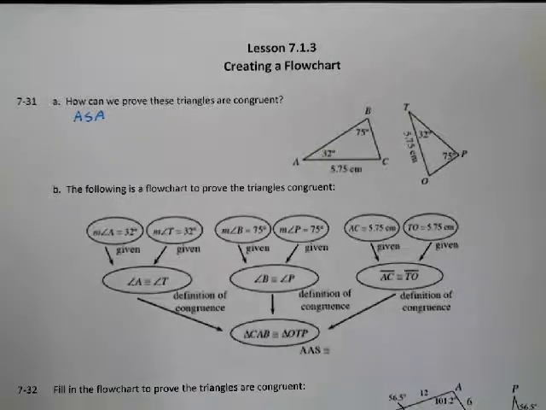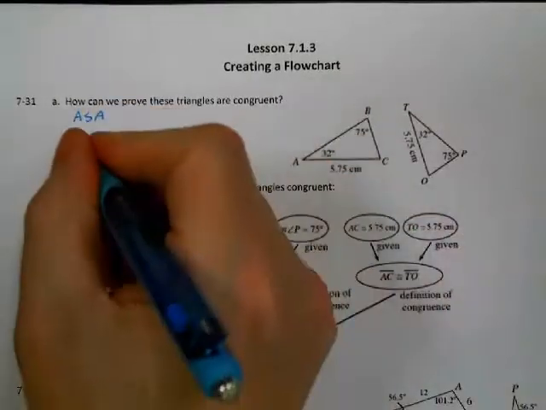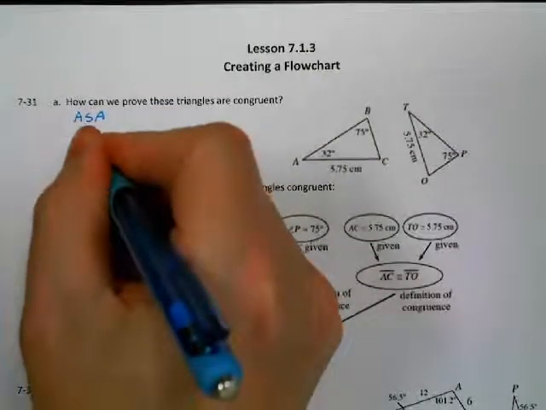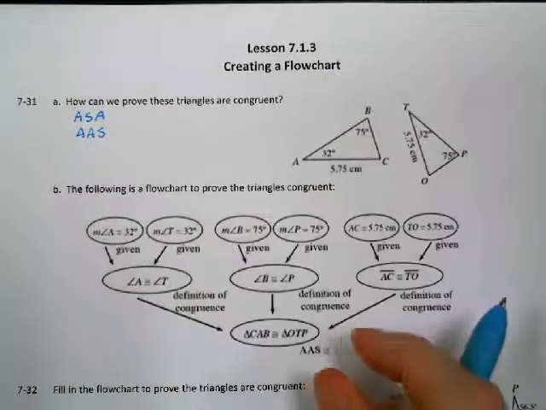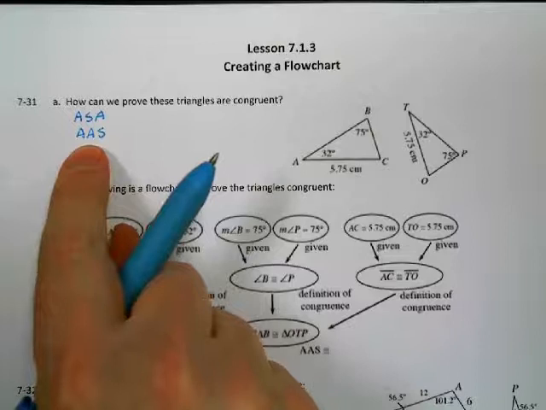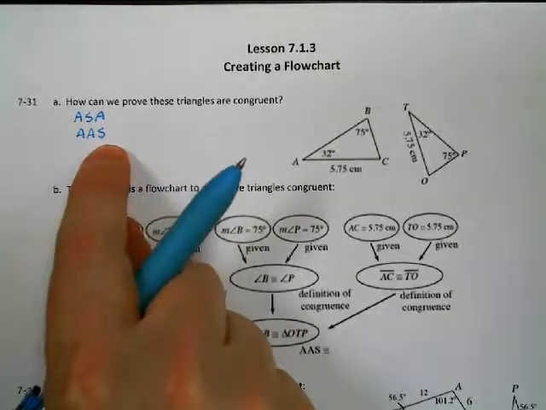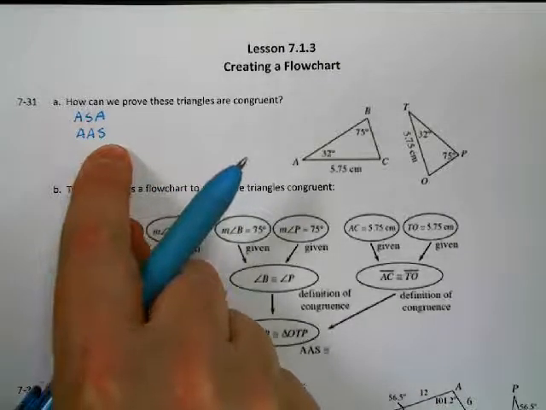The second one was angle angle side. And these two are basically the same because of the triangle sum theorem. But basically, this one just says two angles and then the non-included side.